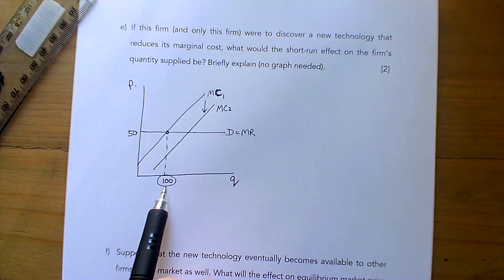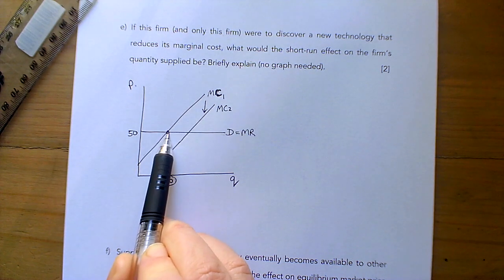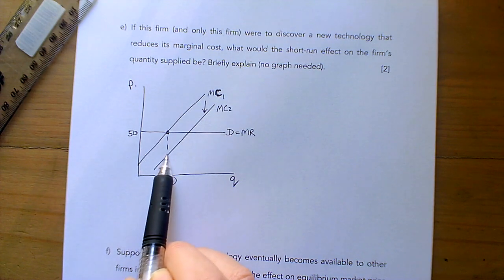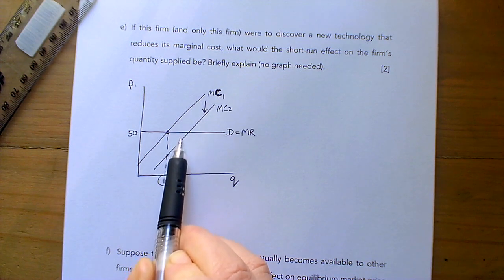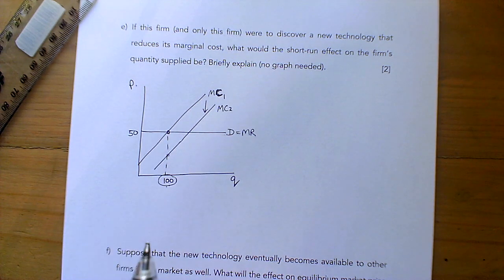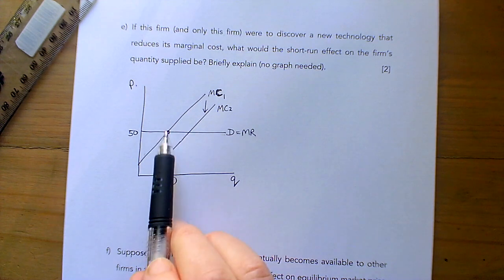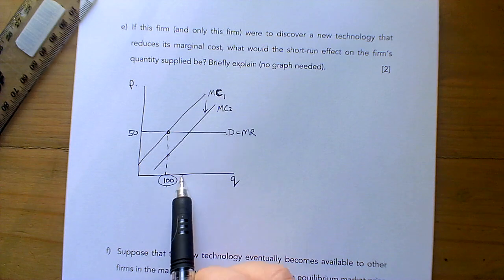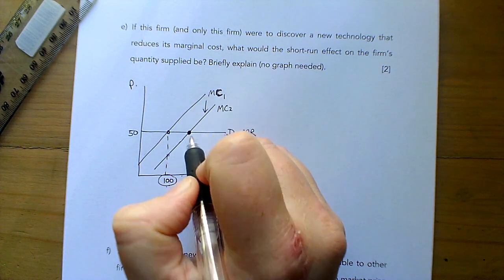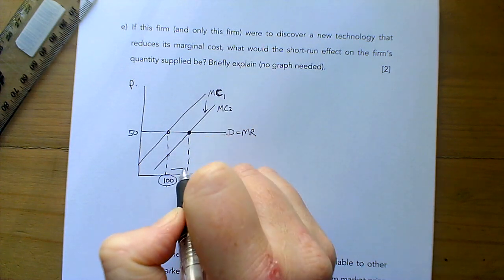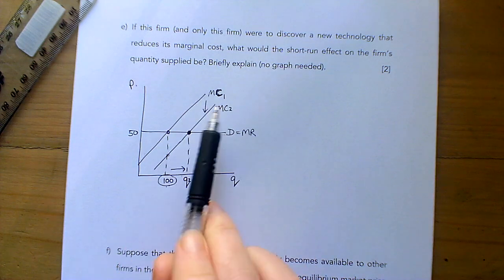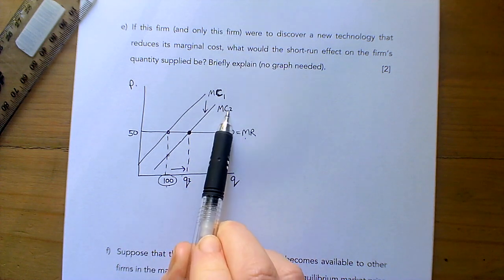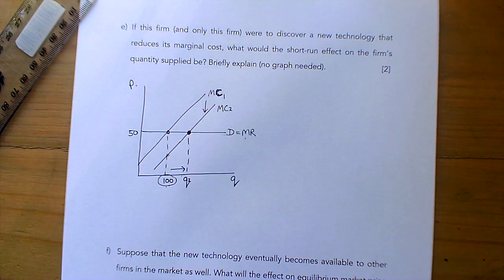In other words, if they continue to produce 100 units, marginal revenue now exceeds marginal cost. That means this would represent unearned profits on each unit produced beyond 100. And so this firm actually would maximize its profits if it increases its quantity to where marginal revenue now equals this lower marginal cost, MC2.